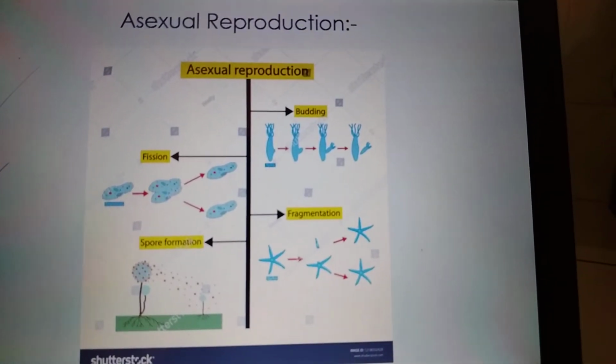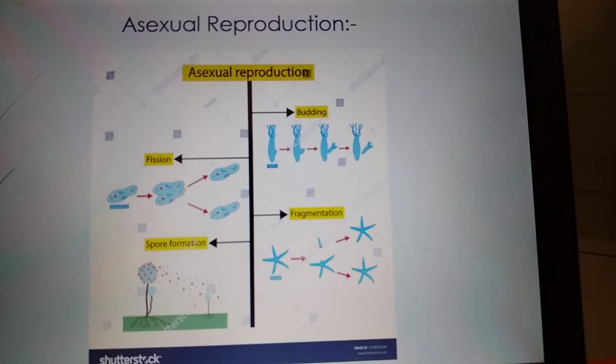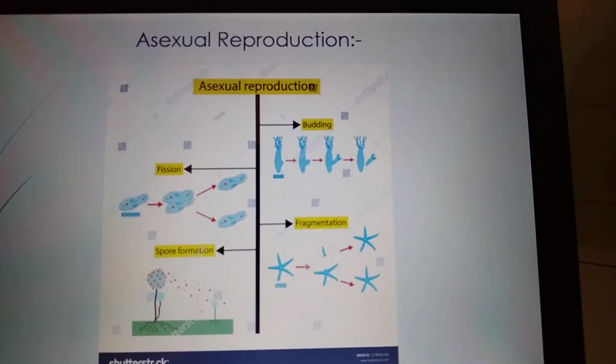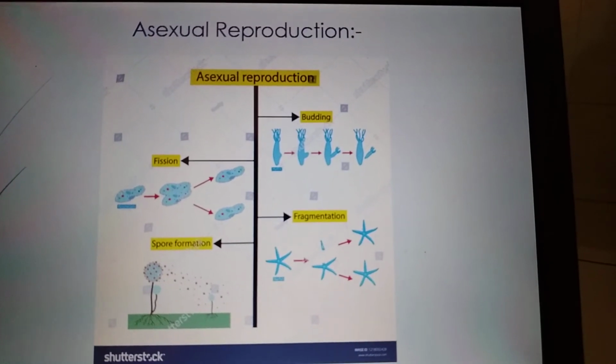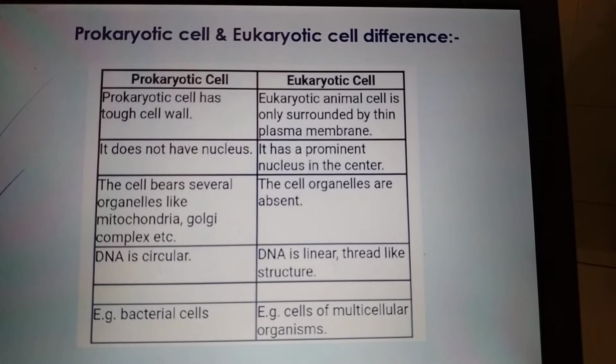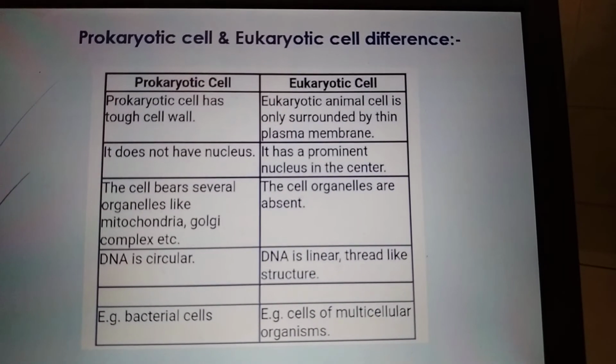This is the diagram for asexual reproduction. It generally occurs in paramecium, budding takes place in hydra, and fragmentation in the case of starfish. Then there is the most important difference between the prokaryotic cell and the eukaryotic cell.